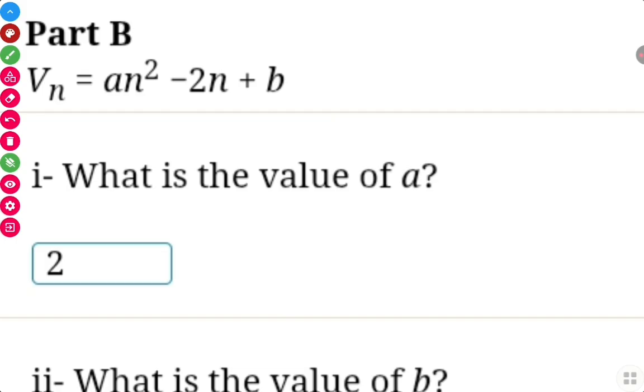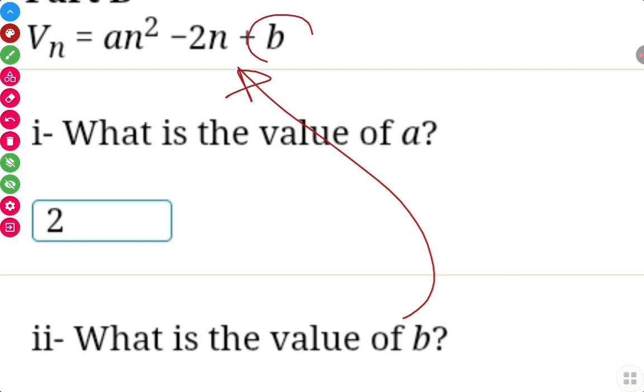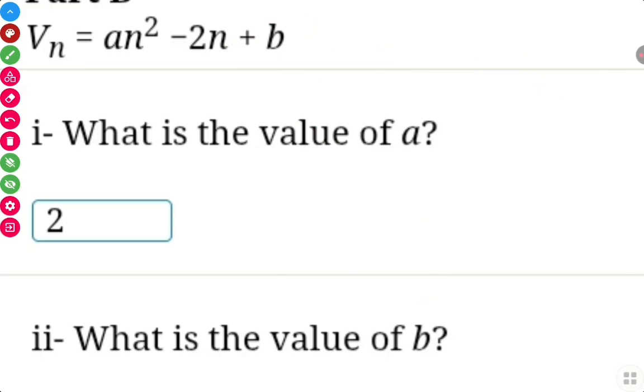They try to trick us here. They ask, what is b? When you see b, that doesn't mean you automatically do 3a plus b equals the first difference. No, because you go back to the general rule, okay? If you go back to the general rule, b is the last term in the sequence. So b is actually c, because remember, the quadratic formula is an squared plus bn plus c. So the last term is c. So what they actually want us to find is c, not b.